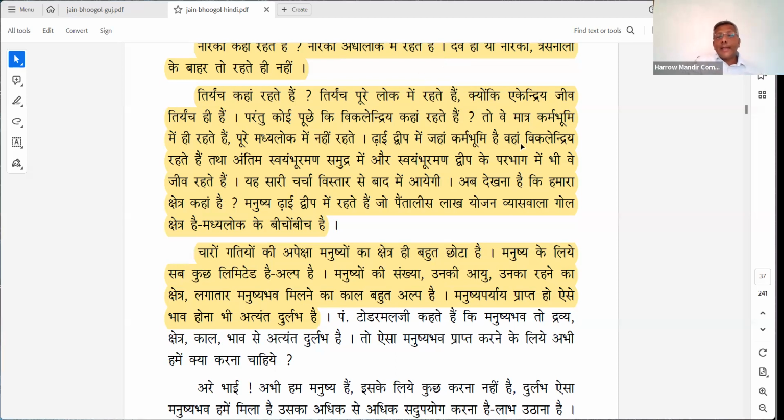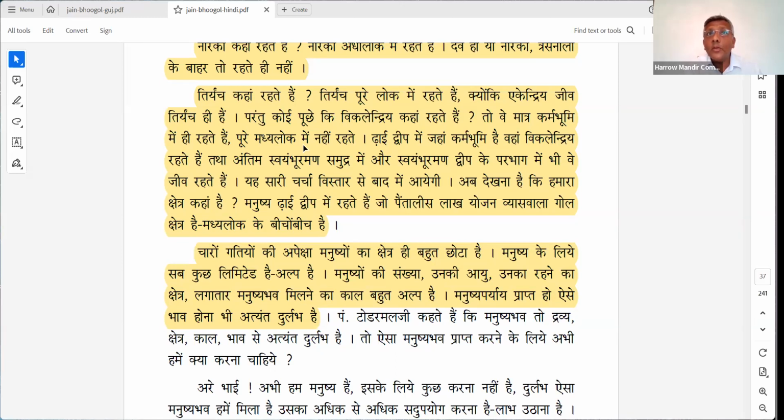Second line. Where do the vikalendriya live? They only live in the karma bhumi, not in the entire Madhyalok. They only live in very specific places, in very specific areas within the Madhyalok. In the Dhai Deep, where there is karma bhumi, the vikalendriya live.